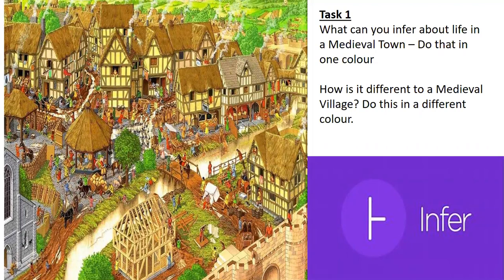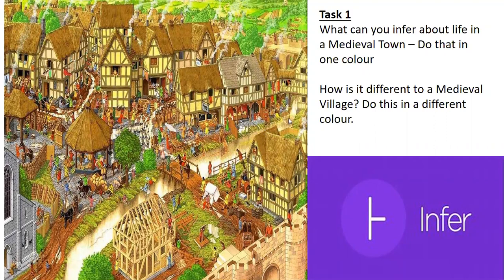What do we notice straight away? It's a lot busier. There's a lot more people. You can still see the religious impact of a church in the corner here. You can also see some evidence of farming. But more importantly, you can see the towns being protected. This suggests that the towns were a lot more important in regards to the overall running of the economy.